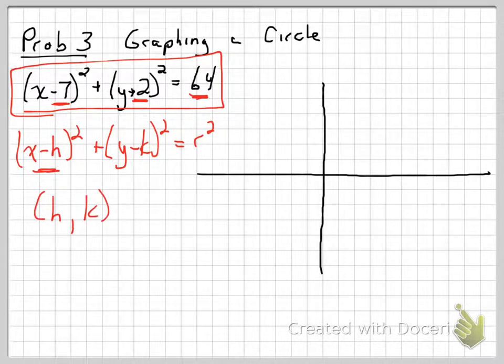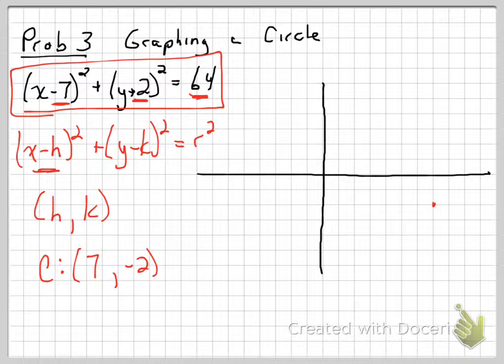Well, let's look here. What's my center? Well, see, it's x minus 7 and x minus h, so that means our x coordinate is positive 7. It's always opposite in parentheses. That's always remember. So negative 7 becomes positive 7, and positive 2 gives me negative 2. So my center is (7, -2). So let's plot that. 1, 2, 3, 4, 5, 6, 7, 1, 2. So right there is my center.